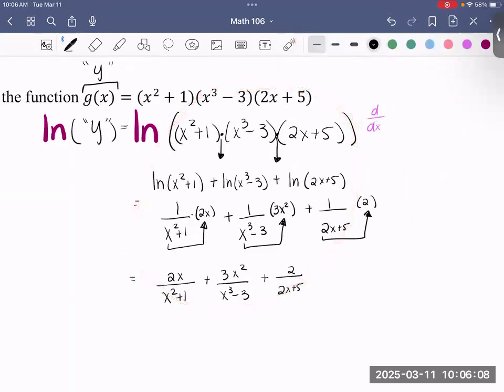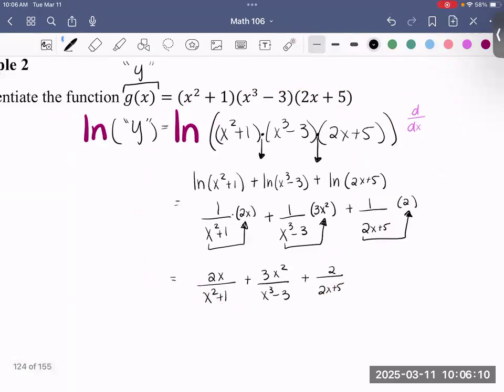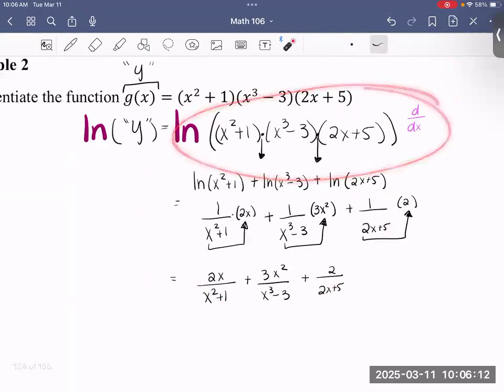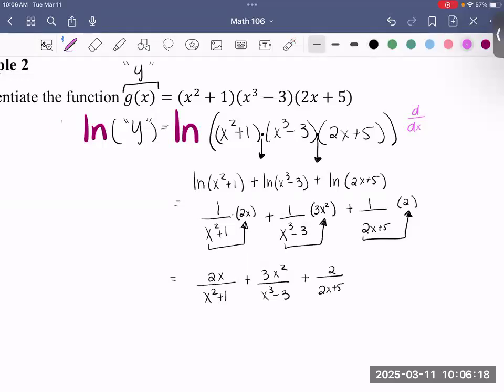Now we still have, though, the derivative. If you take the derivative of this side, and we want to keep everything nice and even, that just means that we also have to take the derivative of the other side, meaning that we have the derivative of ln of y.